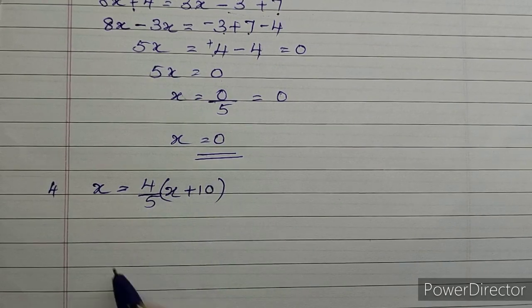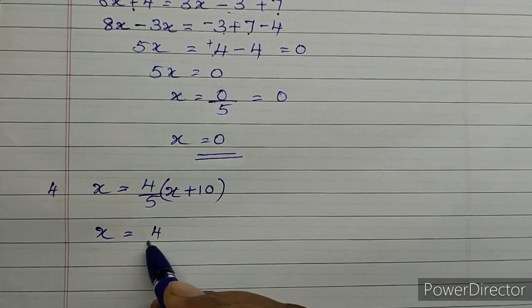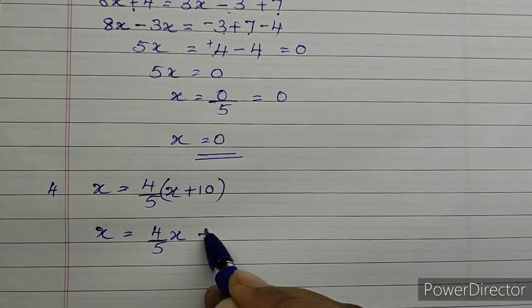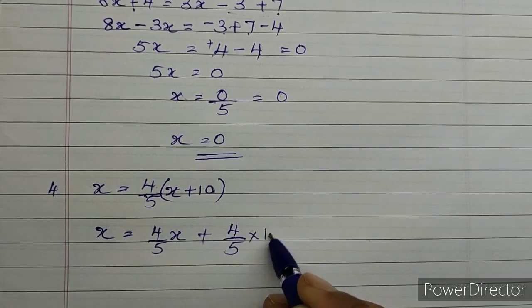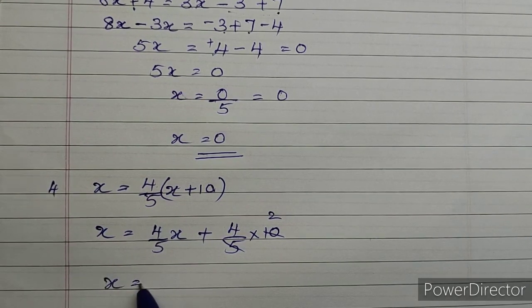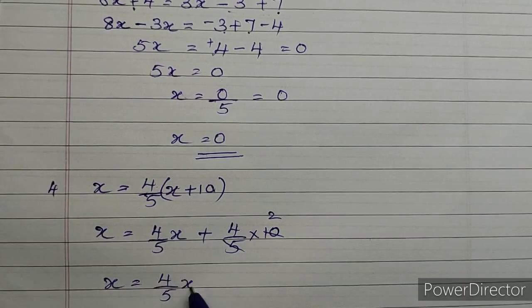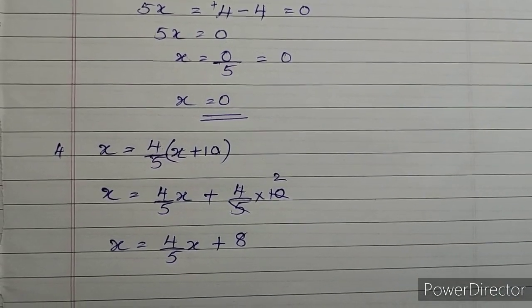First you have to open the bracket. x equals 4 by 5 into x, it is 4 by 5x, plus 4 by 5 into 10. 5 and 10 you can cancel, 2 times. So x equals 4 by 5x plus 4 2s are 8. So this is the linear equation.